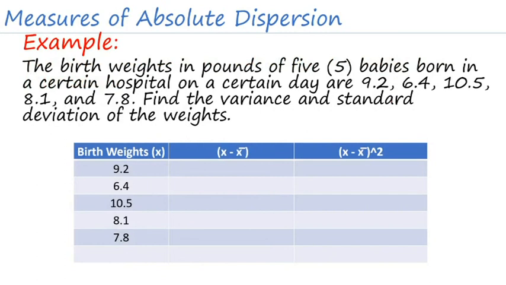Okay, so let's have this one. The birth weights in pounds of 5 babies born in a certain hospital on a certain day are 9.2, 6.4, 10.5, 8.1, and 7.8. Find the variance and the standard deviation. So kagaya ng sinabi ko kanina, variance muna tayo kasi mas madali nating makuha yung standard deviation if we are going to start with the variance. So ganun lang din naman pala yung process. Kasi kapag inuna mong kuhanin yung standard deviation, square mo lang yun na yung variance. Pero una mo talaga makukuha yung variance bago mo makuha yung standard deviation.